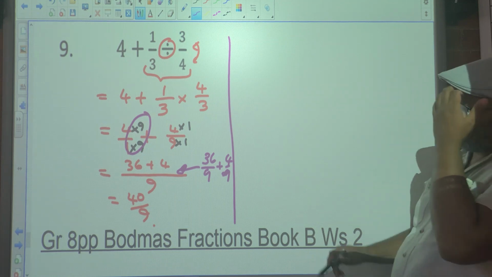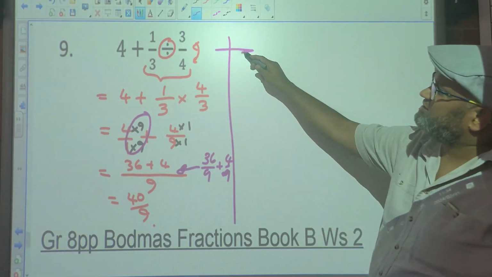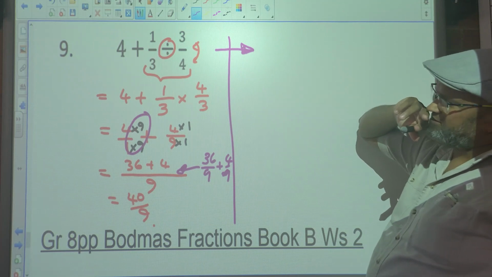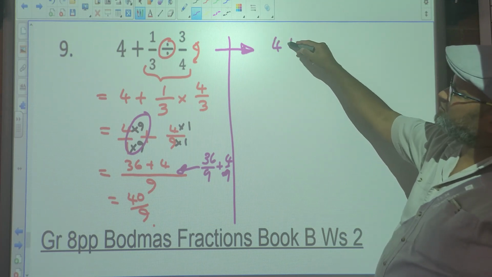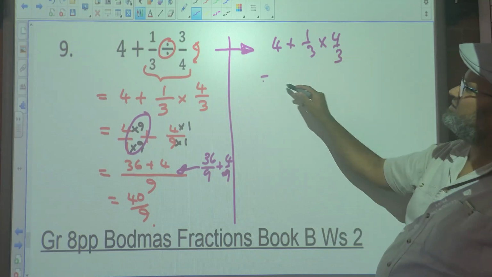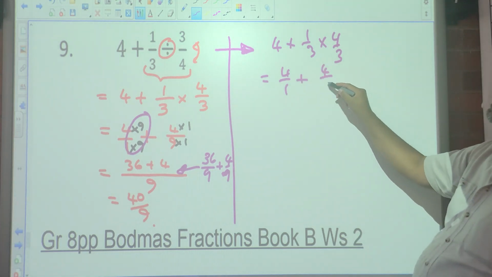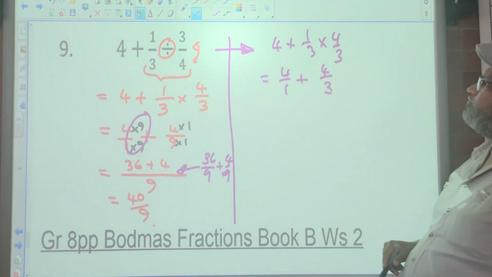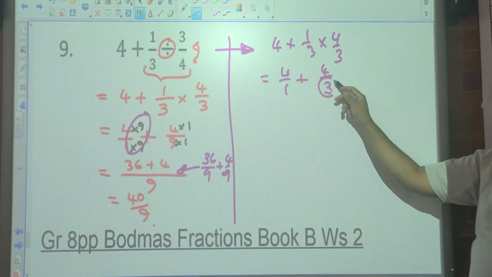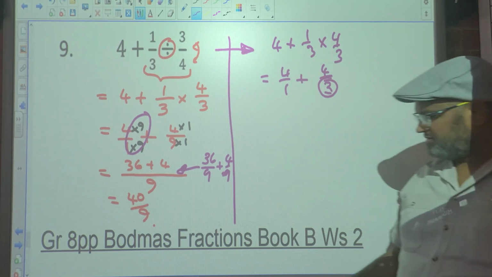Okay, read for me your line you got there. So after this, what did you write? So then I wrote 4 plus 1 over 3 times 1 over 3, and then 4 over 1 plus 4 over 3. But here you are already making a mistake, because 3 times 3 is not 3, it's 9. Oh yeah. So it's a mistake.